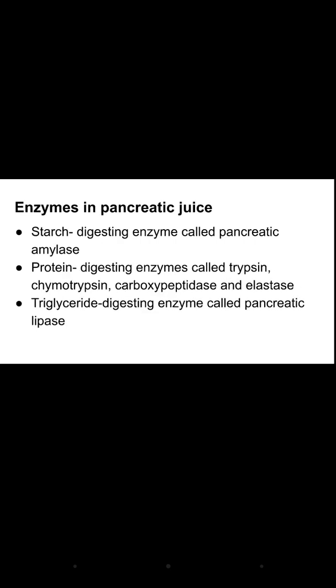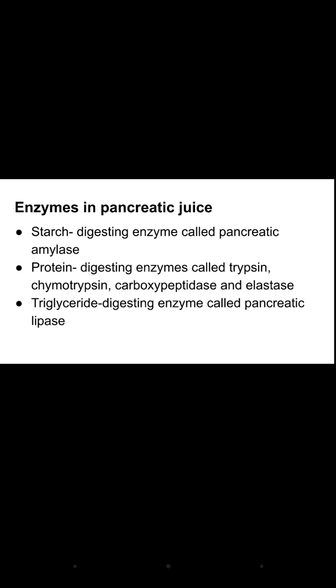So there are various enzymes in the pancreatic juice. First is pancreatic amylase. What is the function of this enzyme? This enzyme is a starch digesting enzyme. It means it breaks down the carbohydrate into glucose. Second enzymes: trypsin, chymotrypsin, carboxypeptidase, and elastase. These are protein digesting enzymes. It means they will break down the protein into amino acids.